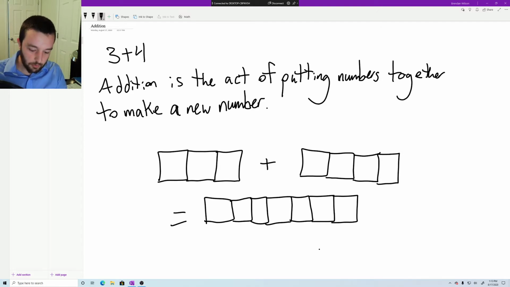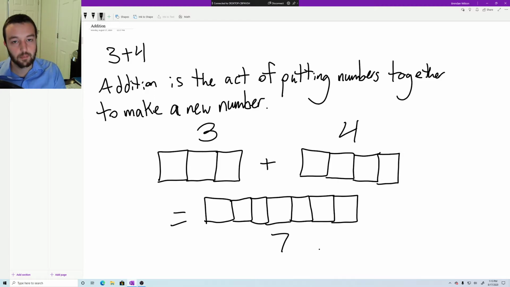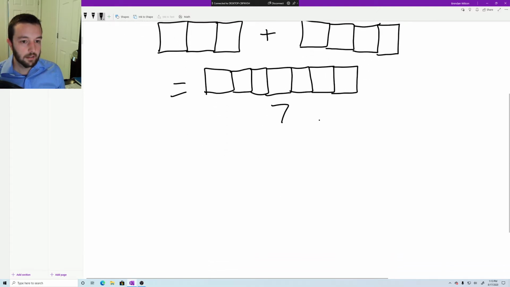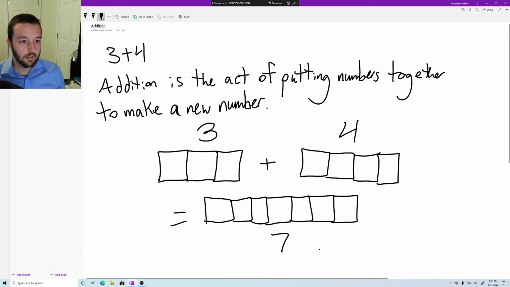So this is just a visual way of saying 3 plus 4 equals 7. So I take one quantity, I have another quantity, we put them together and say, okay, what's the new quantity? How many do we have in total? So essentially what I'm saying here is, with single digit numbers, we're just counting.